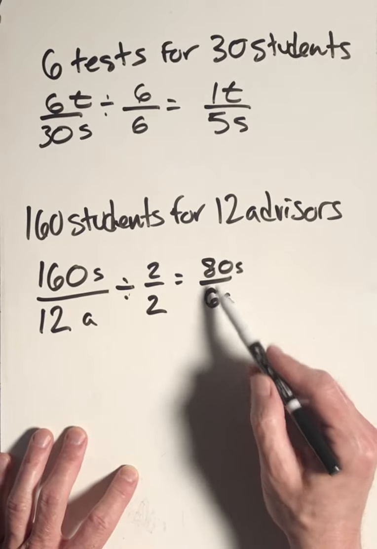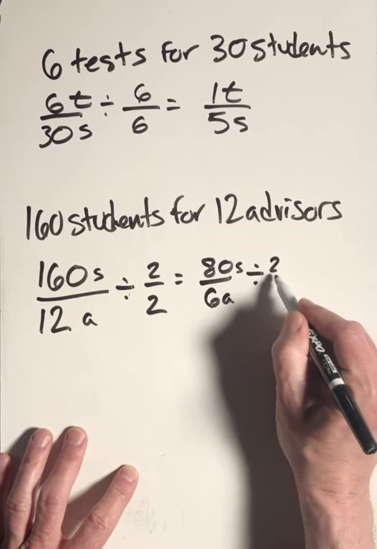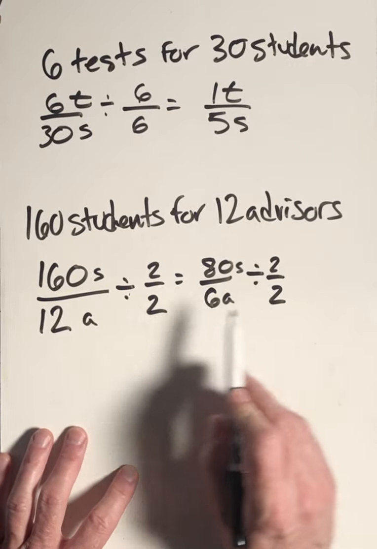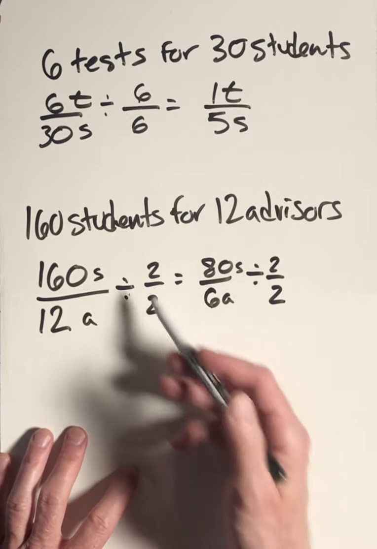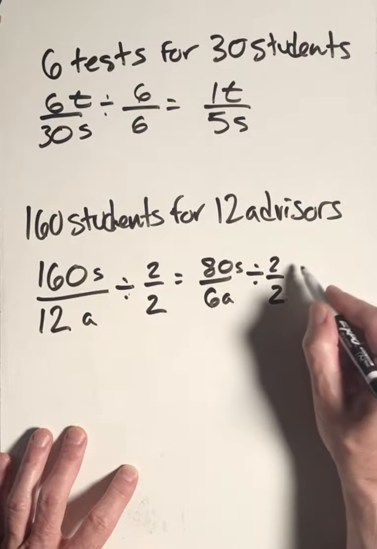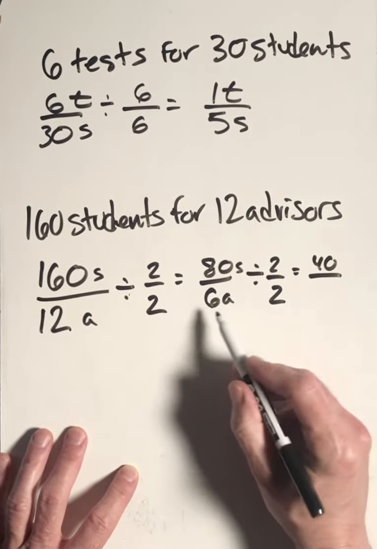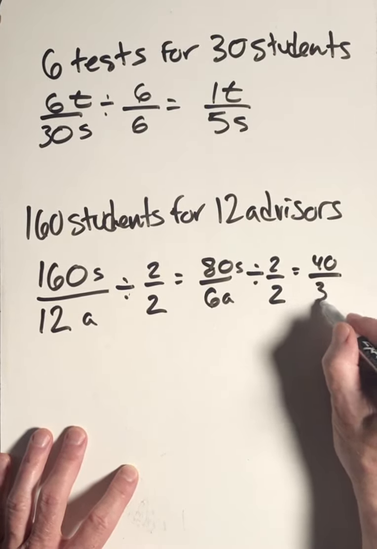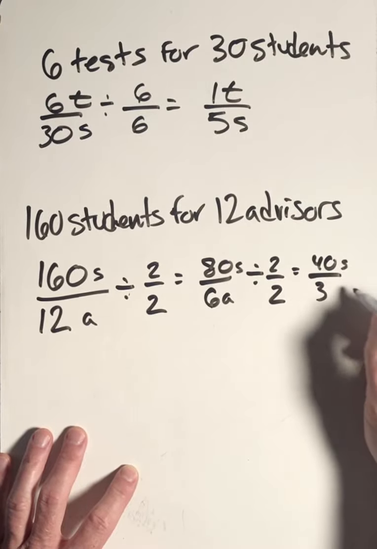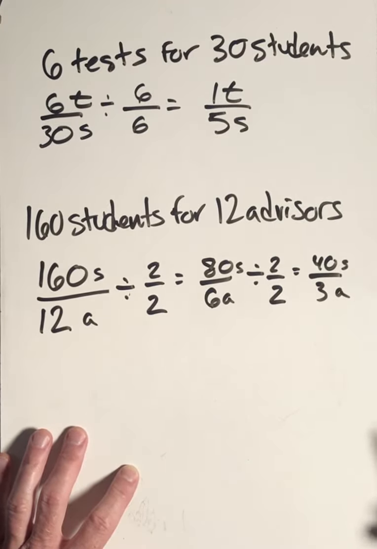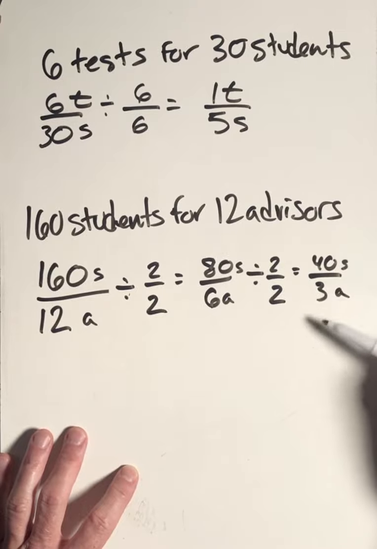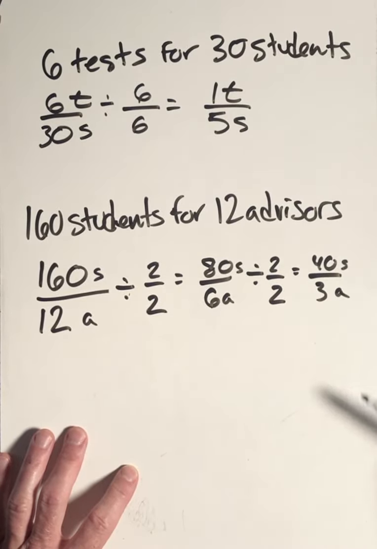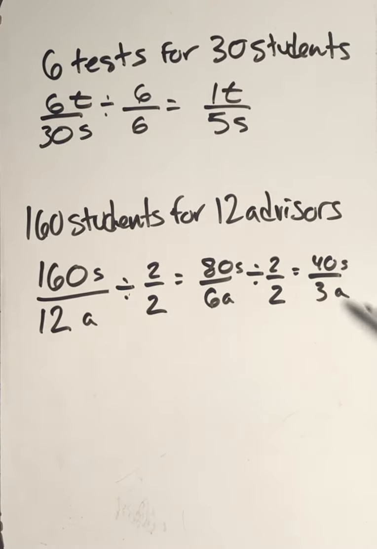And I still see that these are both even, so I can then divide by 2 again, which means I could have divided by 2 times 2, or 4 over 4. 80 divided by 2 would equal 40. 6 divided by 2 would equal 3. So I have 40 students for every 3 advisors. Since 40 and 3 do not share a common factor, this is the ratio written as a fraction in simplest form.